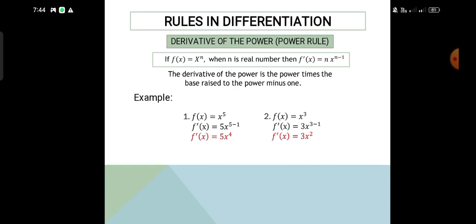Like example number 1, f of x is equal to x raised to 5. We are going to find the derivative of x raised to 5. According to the formula, the derivative is the power times the base raised to the power minus 1. So f prime of x is just equal to 5x raised to 5 minus 1. Therefore the derivative of x raised to the power of 5 is just equal to 5x raised to the power of 4.